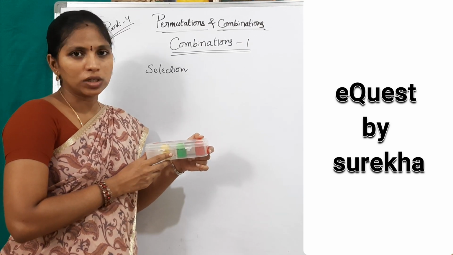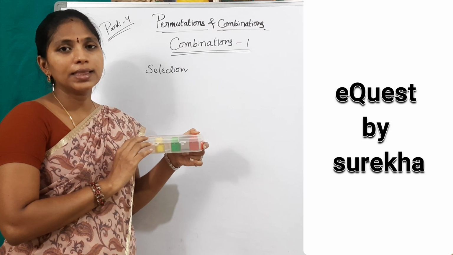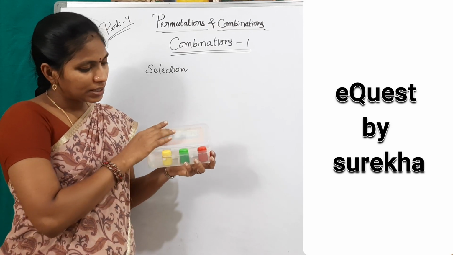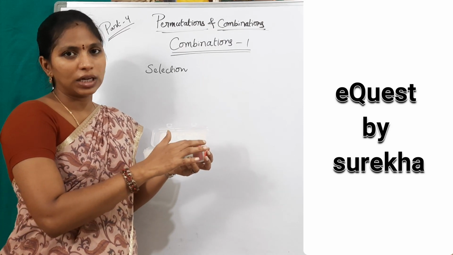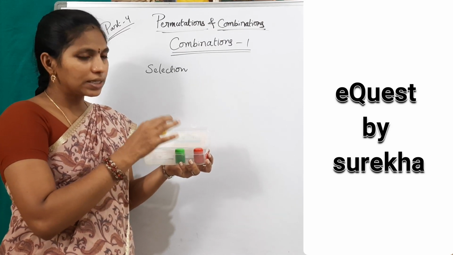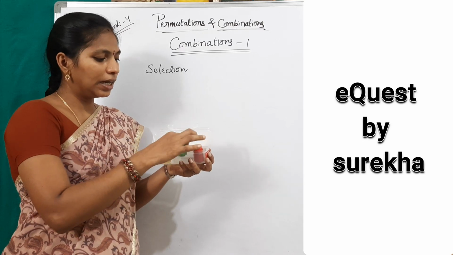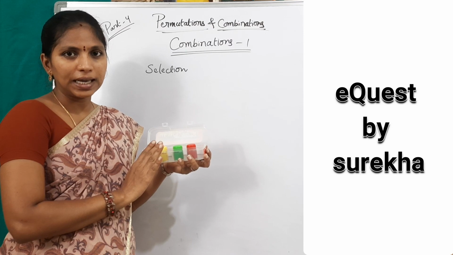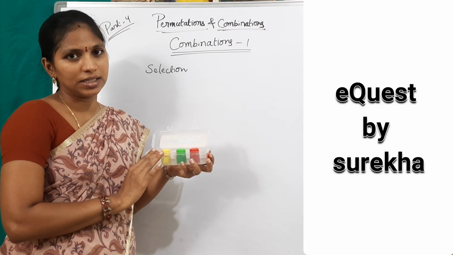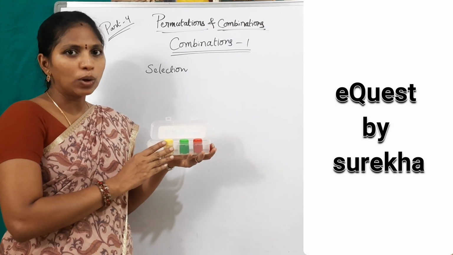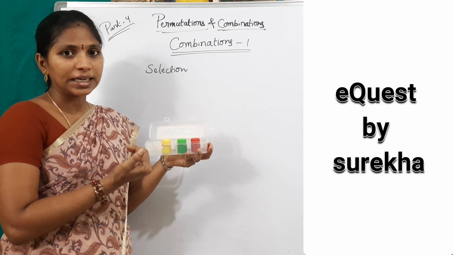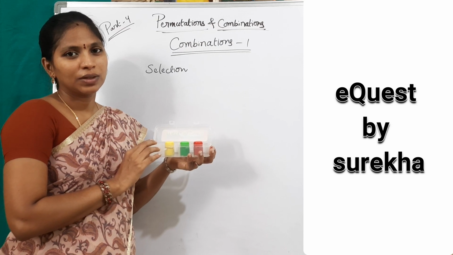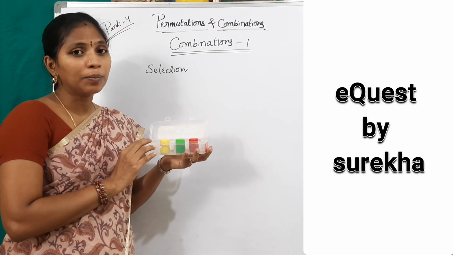See, this is a box. This is a container. In this container there are some color bottles. There are three bottles, in different colors: yellow color, green color and red color. From this container, I want to select two color bottles.